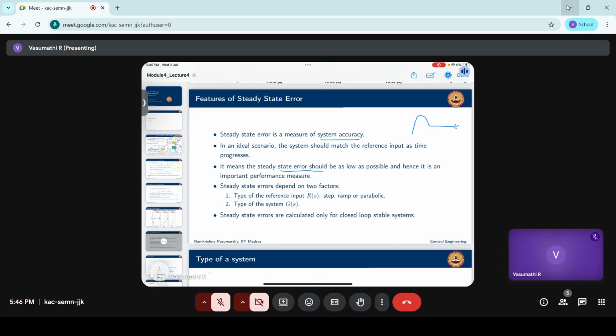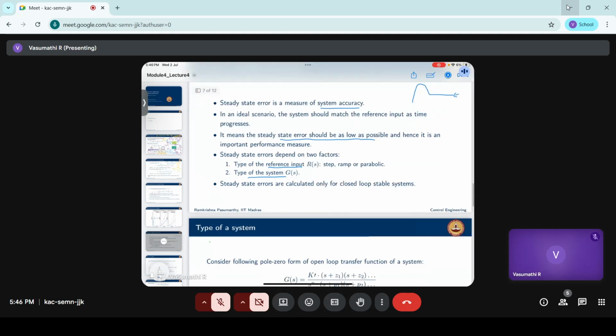Our idea is to keep the steady state error as low as possible, so that we will increase the accuracy or make the system work as we wish. And the steady state error depends on two factors. One factor is the reference input, another factor is the type of the system. So as I usually say, when you want to solve a problem, you should look for these two inputs. What input they are giving. The second factor you have to consider is what is the type of the system. Type means number of poles at the origin.